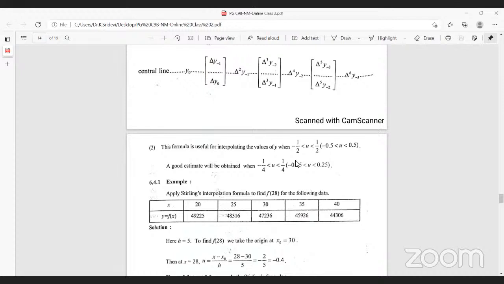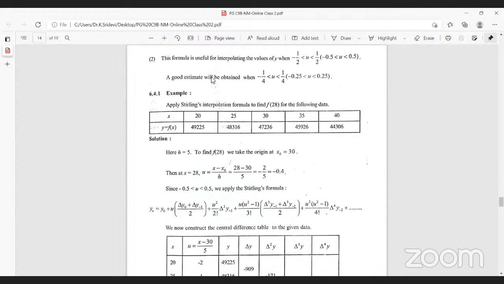Suppose u lies between 0 and 1, we can use Gauss's forward for better accuracy. If u lies between minus 1 and 0, to get better accuracy, Gauss's backward is suitable. When u lies between minus 0.5 and 0.5, this formula is useful for getting better accuracy. When u lies between minus 0.25 and 0.25, we can use this formula for getting even better accuracy.